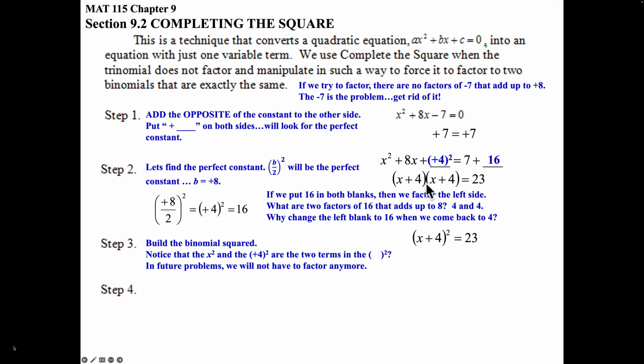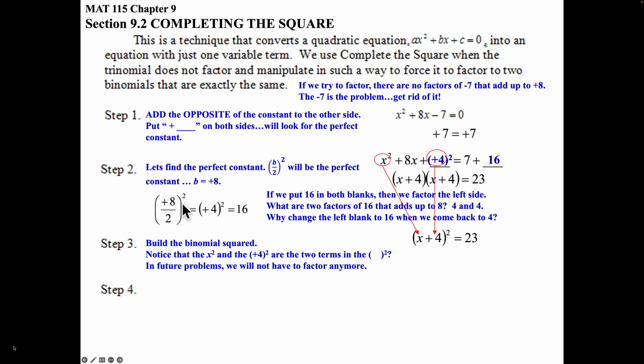Now, here's what we're going to do, we're going to skip a step. We're not going to write this out. That's redundant. Notice that what's in my binomial inside my parentheses being squared is each individual term up here being squared. So we're going to shortcut this. Okay, x is being squared, put x in the parentheses. +4 is being squared, put in +4 in the parentheses.